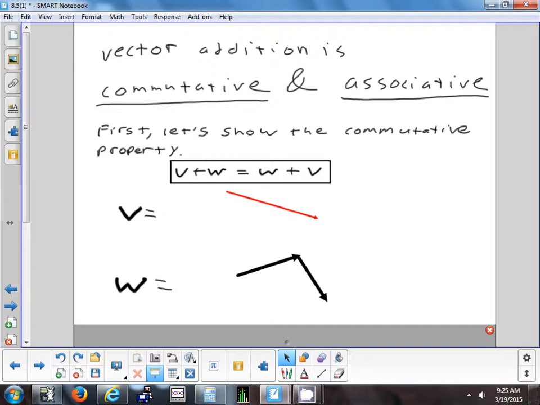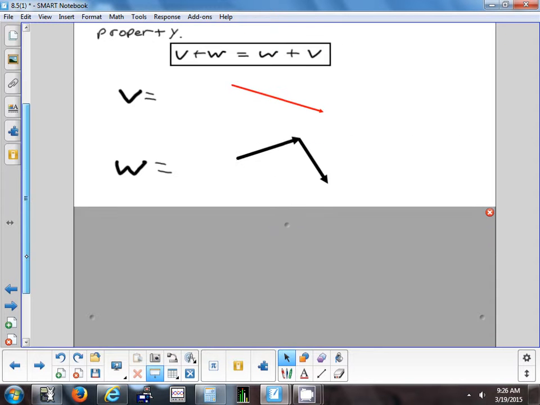Any questions on how I just switched it? I basically went from doing this, which is v plus w, to that, which is w first, and then put v on the end. Well, look at what you get when you do that. It's the same thing. So switching the order that you add two vectors in doesn't make a difference. You still get the same answer.